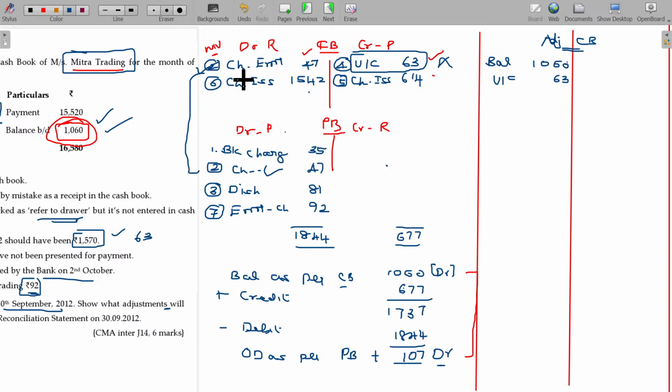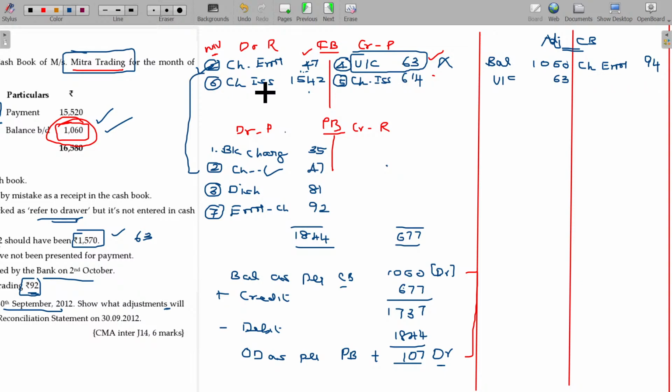And check error. Error wrongly posted. How do I correct now? Post on the opposite side. Check error is corrected. 47 plus 47, 94. How? To cancel the 47 posted in the debit side wrongly, I post that in the credit side. To be posted in the credit side, I will post another 47. So 47 plus 47, 94 will be posted here.